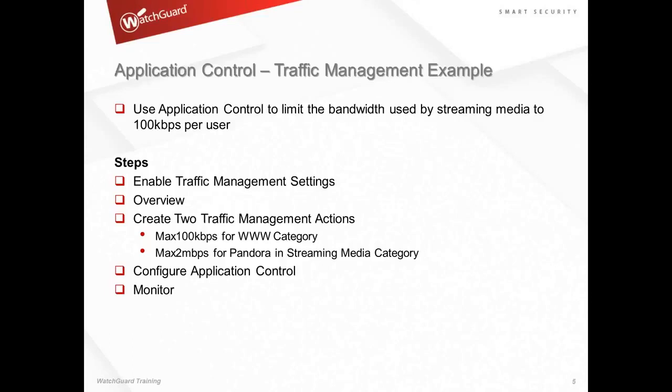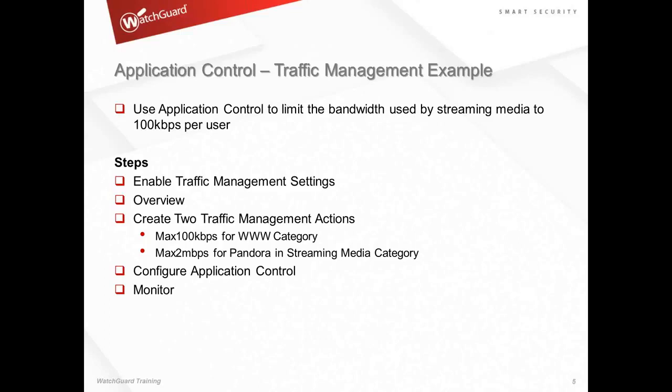As we look at an example, here we are using application control to limit the bandwidth used by streaming media to 100 kilobits per second per user. In today's environment, that's not necessarily the most usable situation. So in my lab, the examples today, we're going to switch it up, and then we'll lower it at the end so you can see how that works.